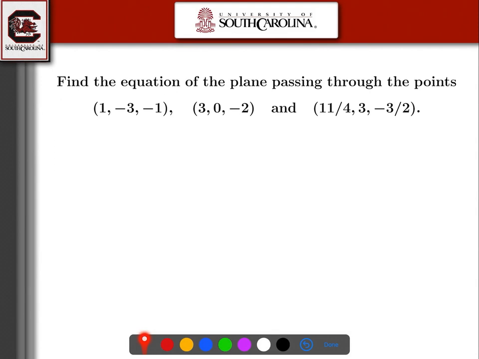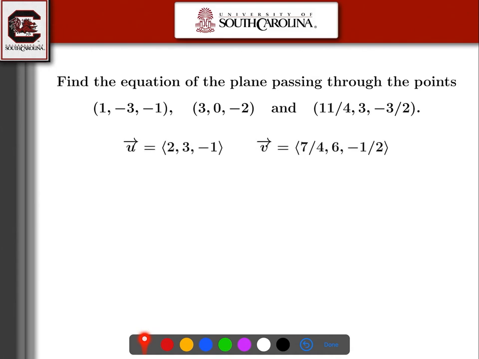So how do we find the equation of the plane if we know 3 points on the plane, 3 non-collinear points? We take vectors using all 3 points, with one vector going from one point to another. You can use this vector, or this vector, or this vector. Just take 2 vectors from these 3 points, making sure you're using all 3 points. So I'm going to take this vector and this vector.